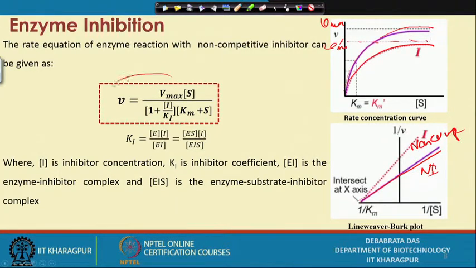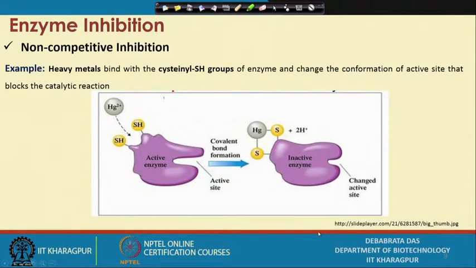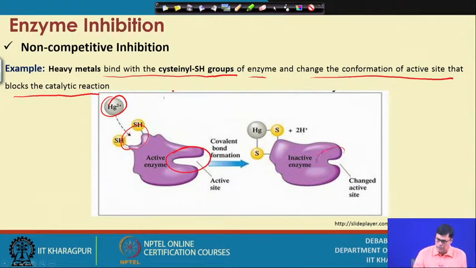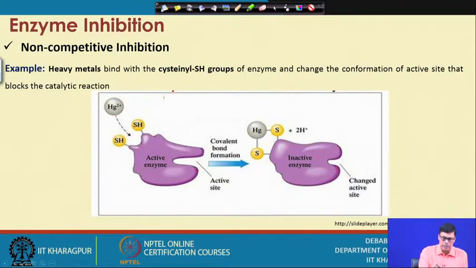The equation comes like this: V equals Vmax S divided by (1 plus I by Ki) Km plus S. Here also, if you put I equal to 0, then this term will be 1, and it approaches the Michaelis-Menten equation. Now this is how it can be pictorially represented: the heavy metal binds with the cysteinyl SH group of the enzyme and changes the conformation of the active site, which blocks the catalytic activity. When mercury binds at this site, you can see how the active site changes. This is how your enzymes will be inactivated.